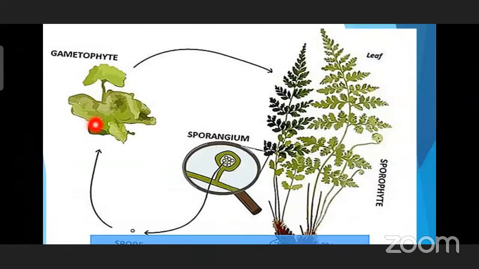From here we'll go on: this is the sporophyte, and this is a gametophyte. The sporangium bears the spores. Spores on germination give the gametophyte. The gametophyte is haploid only, having male and female reproductive structures formed on it. Male and female gametes fuse, and a diploid sporophyte forms again. Again, from the diploid sporophyte, meiotic division takes place in the sporangium, giving haploid spores. And the haploid spore germinates and gives a haploid gametophyte. This is the important thing.